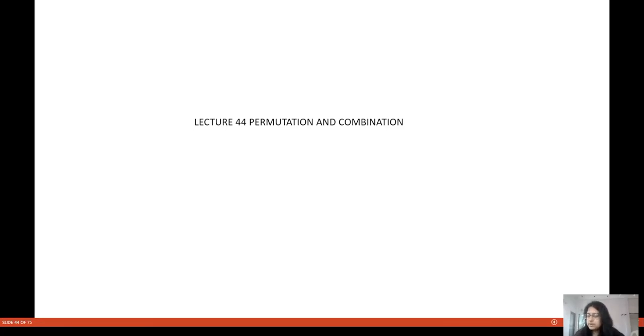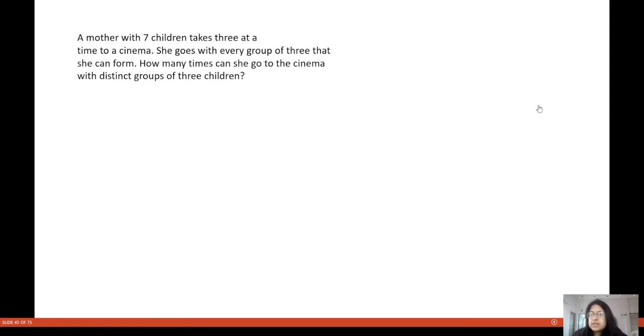So let us start with the chapter of permutation and combination again. In the last two classes, we have seen the concepts, and we have seen some of the questions. Now let's practice some more questions and try to clear our concepts more. So look at this question.